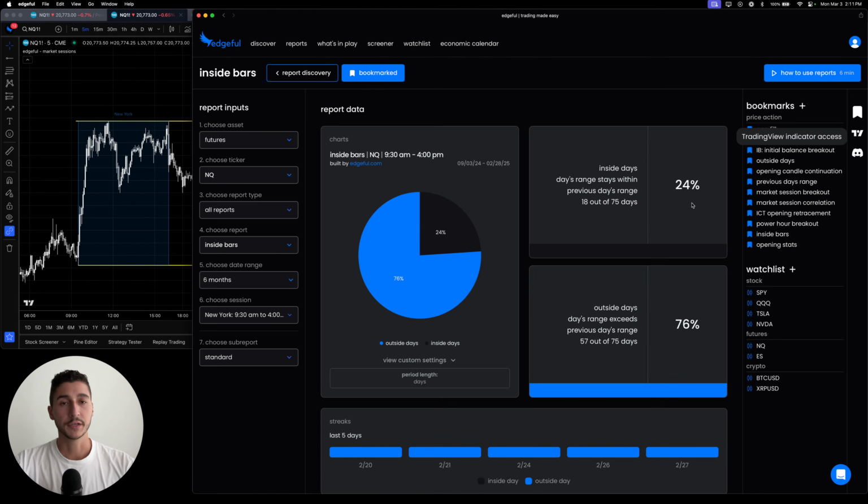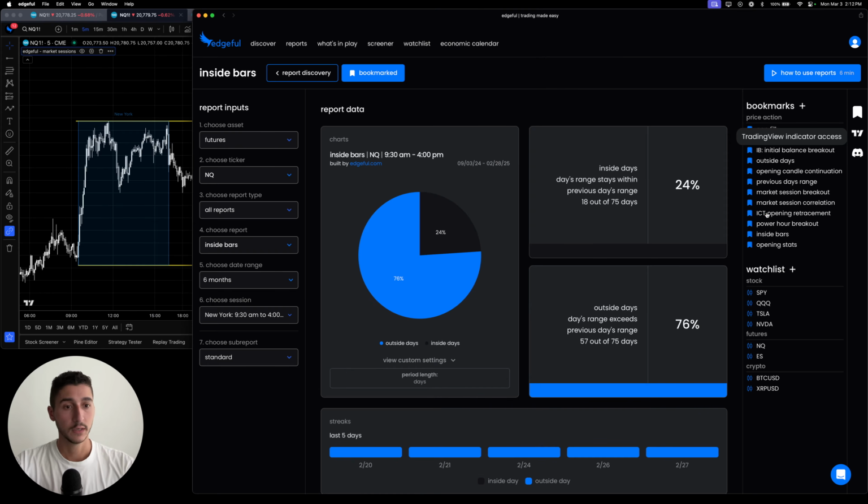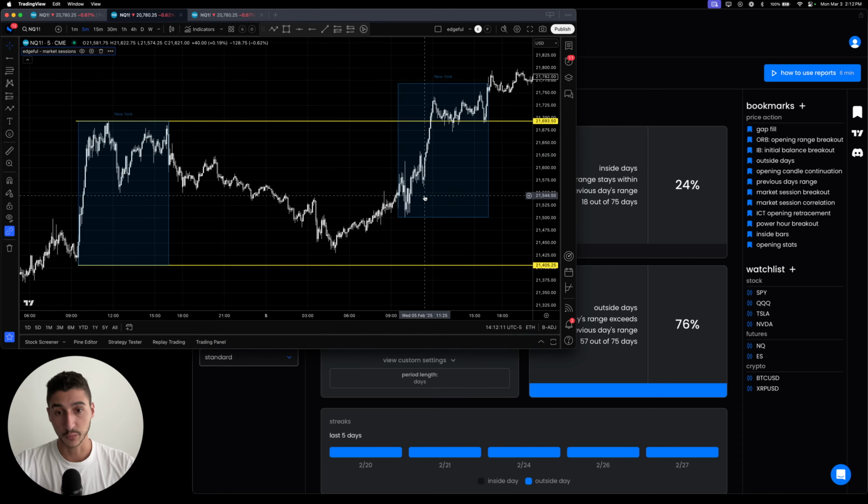So what this report is measuring is for every time price opens within yesterday's range, how often will it break out or touch yesterday's high or low? So you can see that in the last 6 months on NQ, 76% of the time, when price opens within the range, it will either touch this side here or this side here. So that means that whether we get long or short, we have a very solid target between these two.